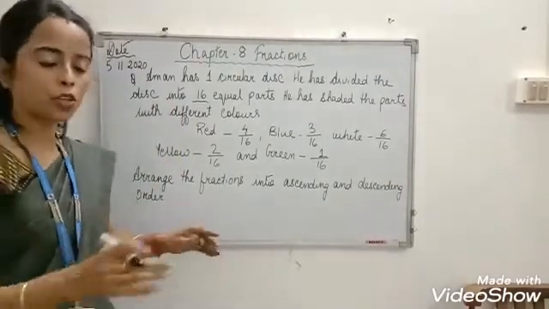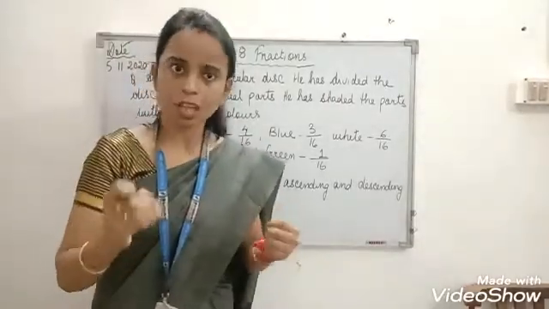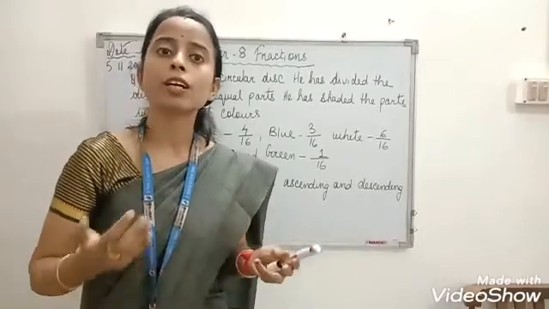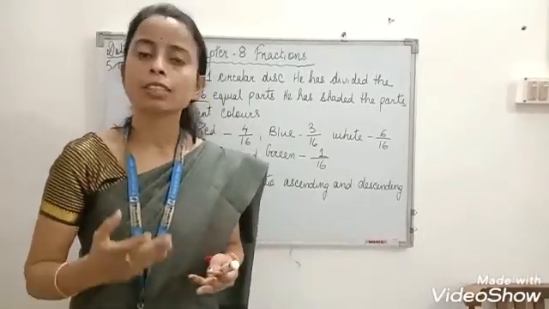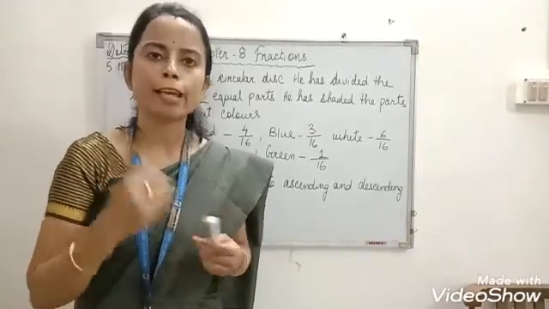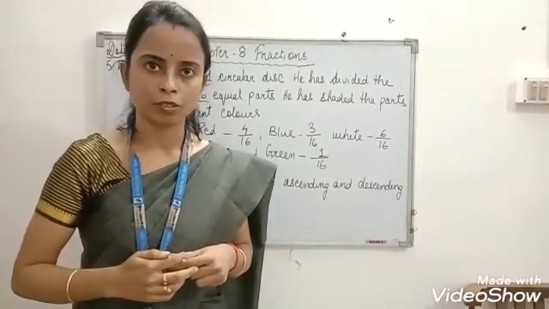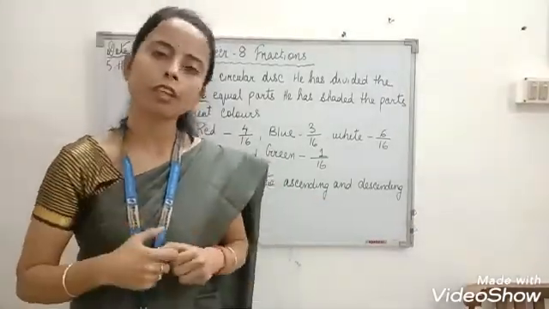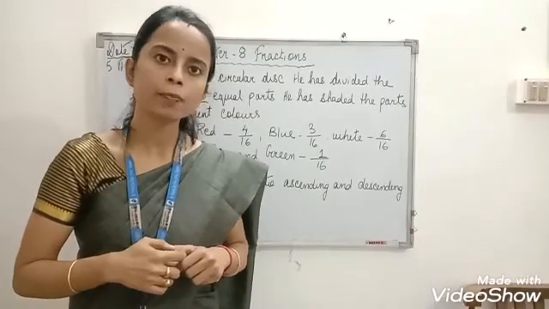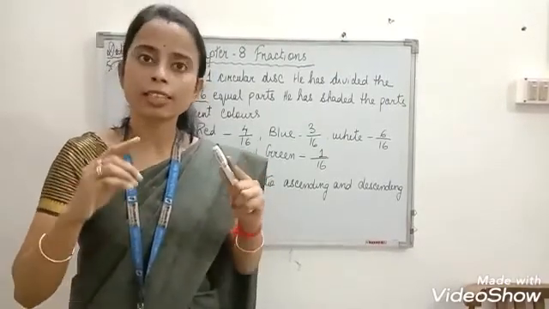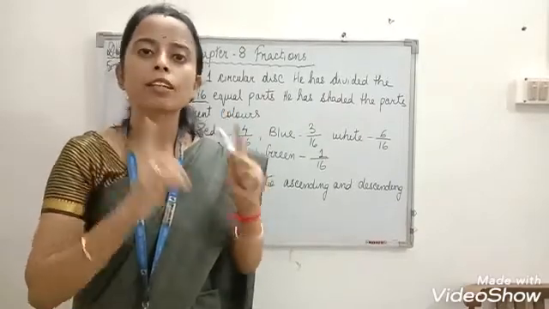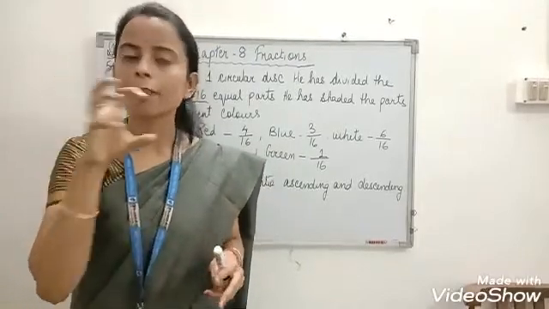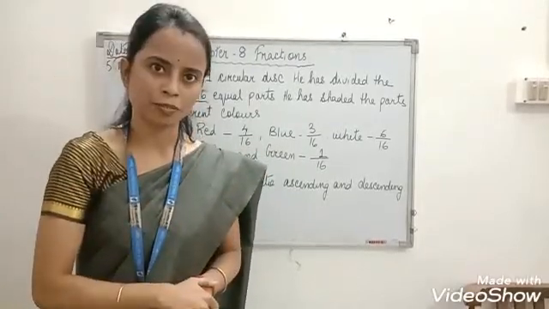Clear, children? Before winding up, let's give a quick recap of what we have learned in today's class. Children, we have learned about what types of fractions? About like and unlike fractions. Right? And how to compare like fractions, that also we have learned. Clear, children? I hope now you can easily distinguish like and unlike fractions.